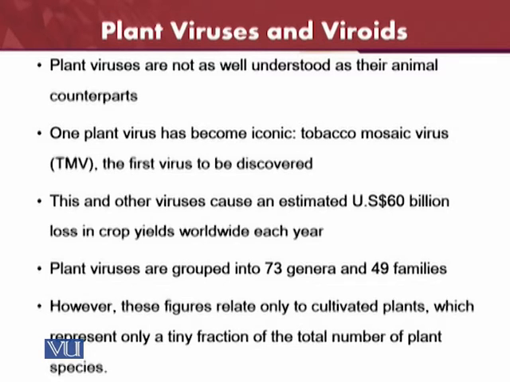Plant viruses are grouped into 73 genera and 49 families altogether. At this moment, we have been able to recognize plant viruses in about 73 genera and 49 families. However, these figures relate only to cultivated plants, which represent only a tiny fraction of the total number of plant species. We have also not given big attention to viruses or diseases of plants.